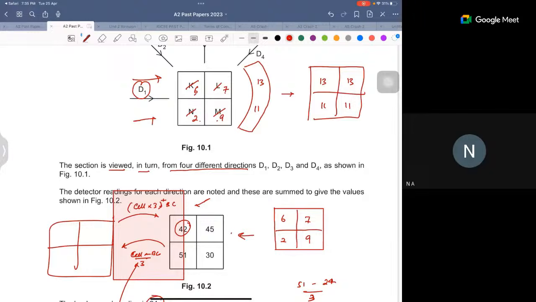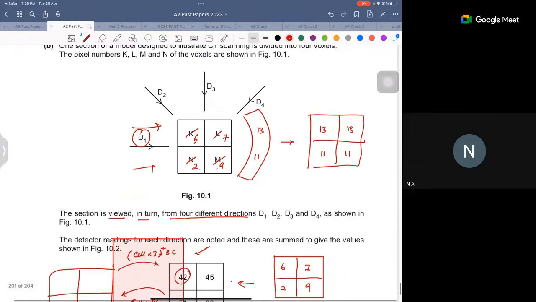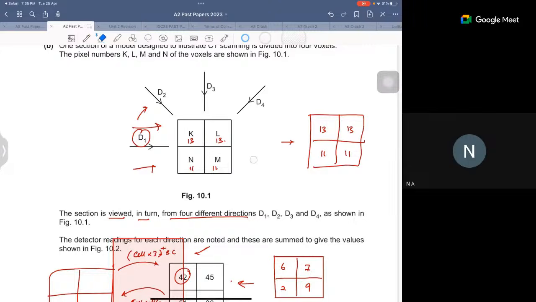Oh, okay. Like that. And they can ask the same for before D1? No, they can give these values and ask us to find after D1. Yes, maybe if they ask you. So suppose now the new readings we have were 13, 13, 11, 11. And now they will say, okay, let's find D2. So D2 is like this, right? In this angle. So it's going like this. You understand?